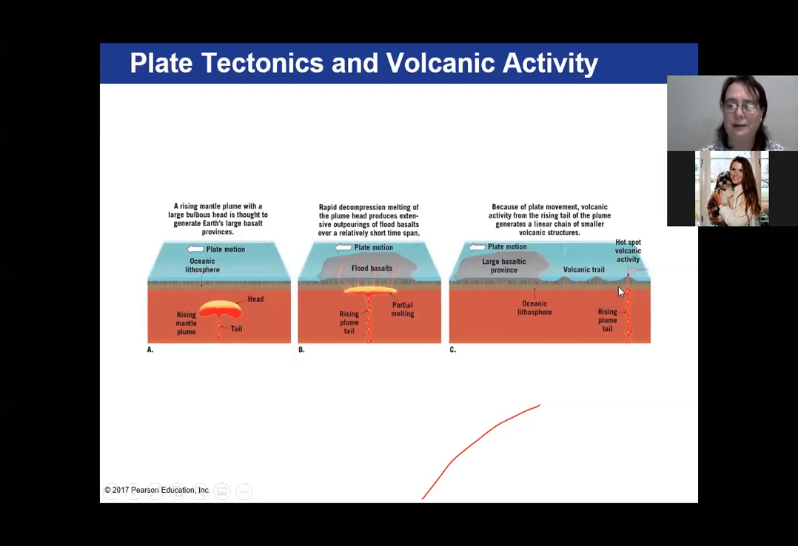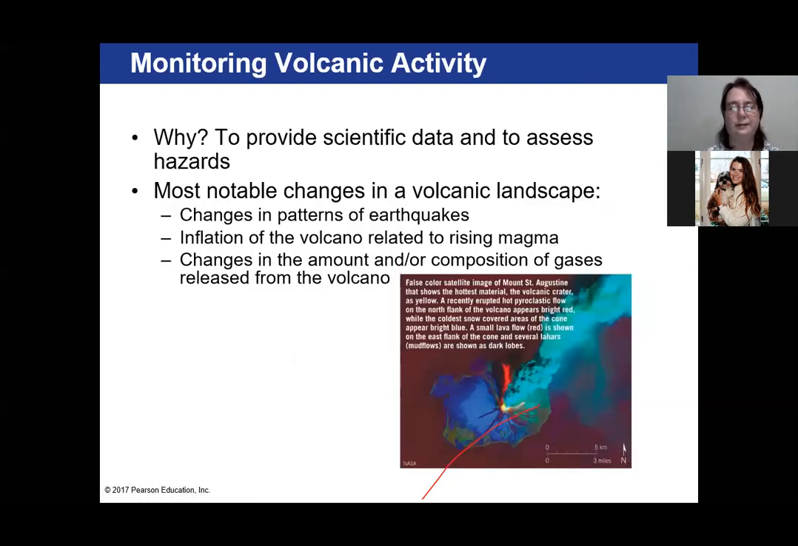And you might get some volcanoes later, depending on how active the magma is. But that initial one is going to be a large flood basalt. That's kind of neat. There's so many different things on the planet, and they're all created a little bit differently.